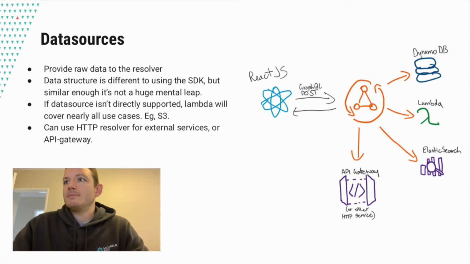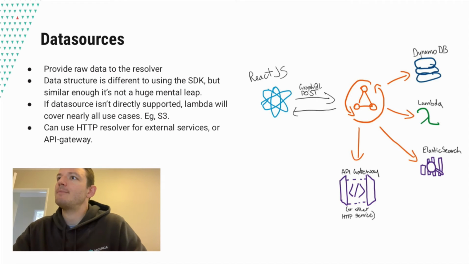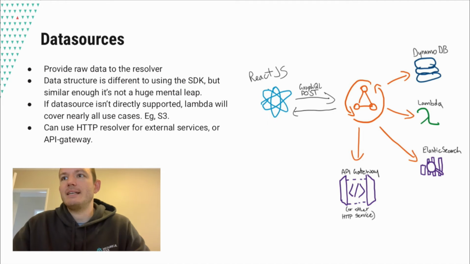So this is a quick example on the right hand side for data sources. You've got DynamoDB, Lambda, Elasticsearch, and API Gateway. I've said API Gateway, but basically it's any HTTP. So you can either go to API Gateway or you can go to external data sources. Just a quick one as well.